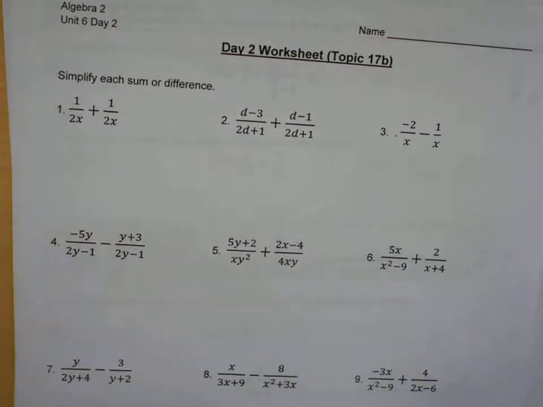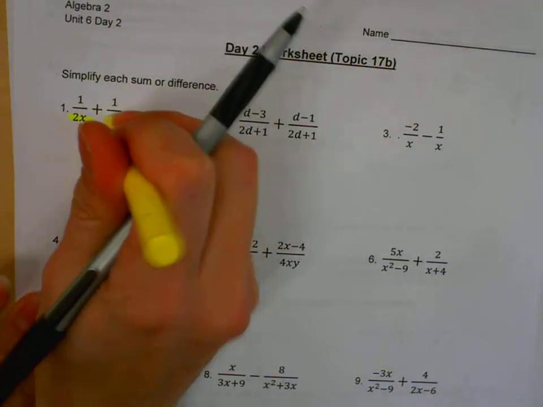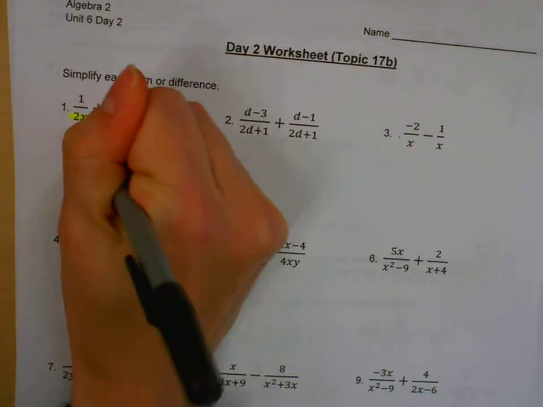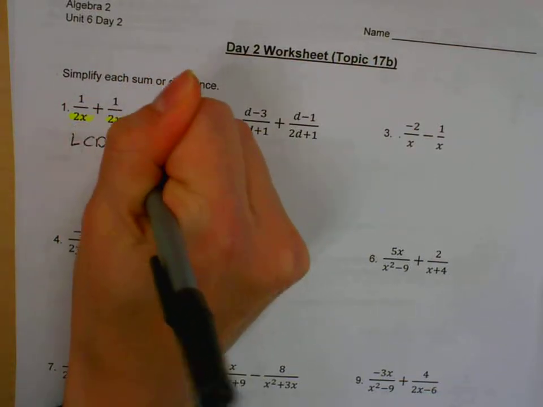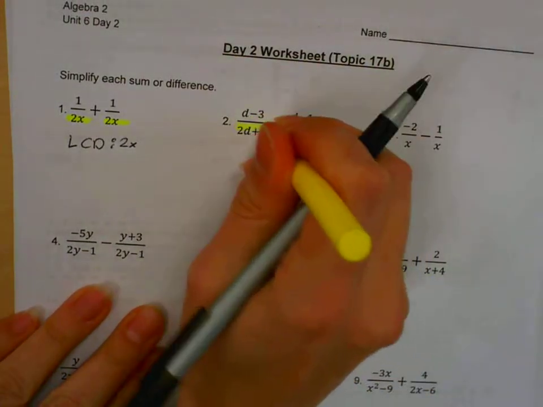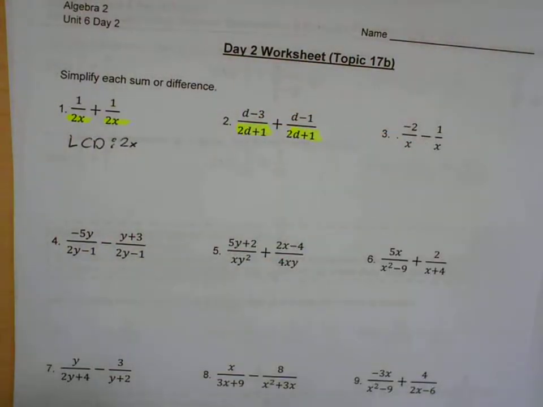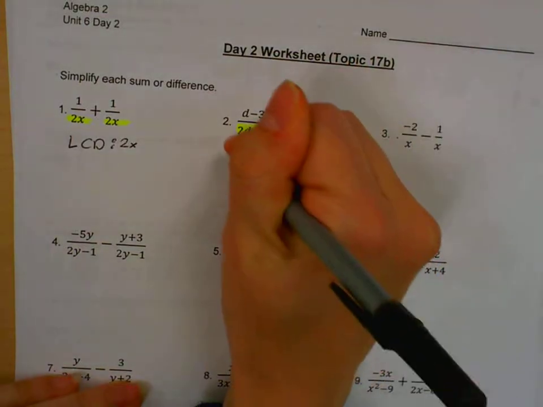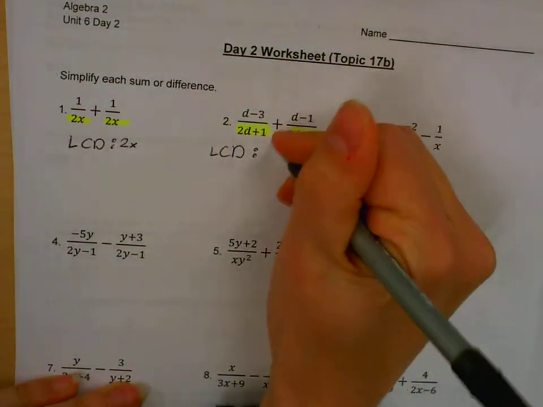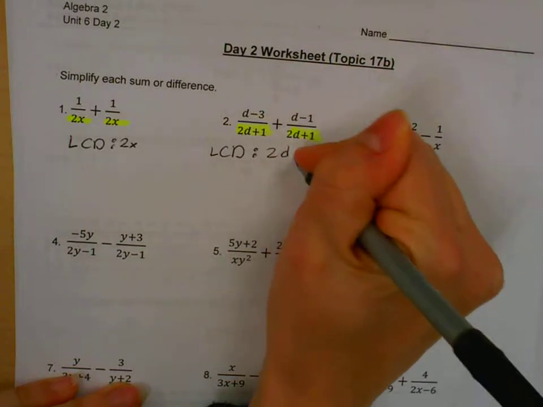So let's look at number 1. We're looking at denominators. That's the number on the bottom. 2x and 2x. So my least common denominator is already there for me, 2x. There's no work I need to do there. Number 2, 2d plus 1, 2d plus 1, they are the same. It's already a common denominator, and it is my least common denominator.